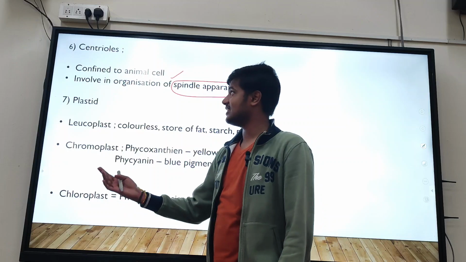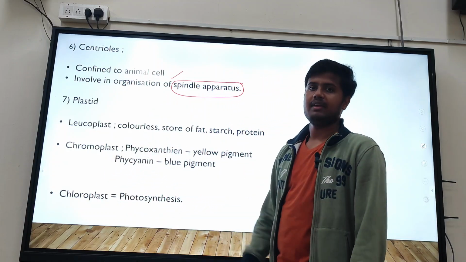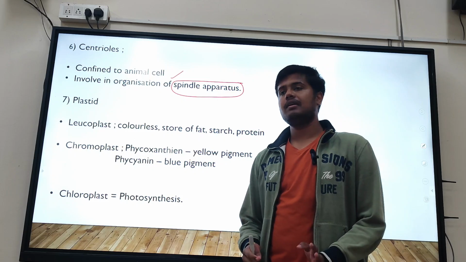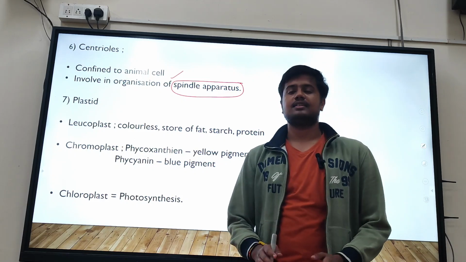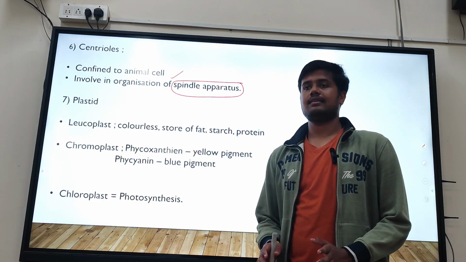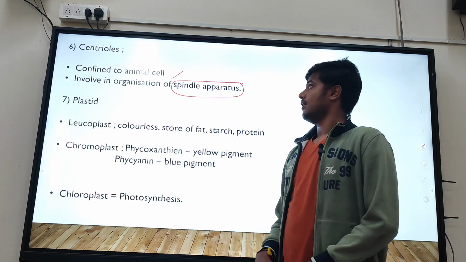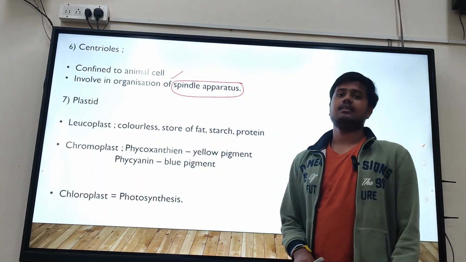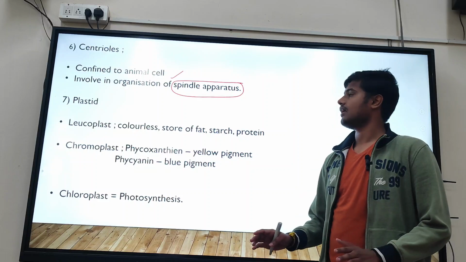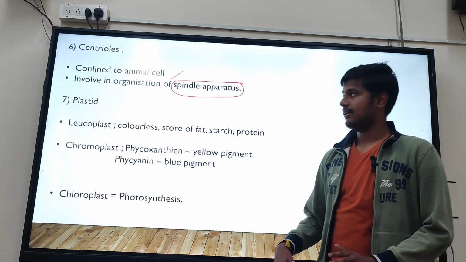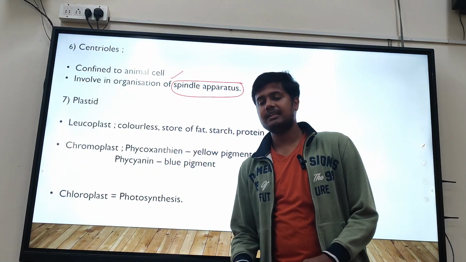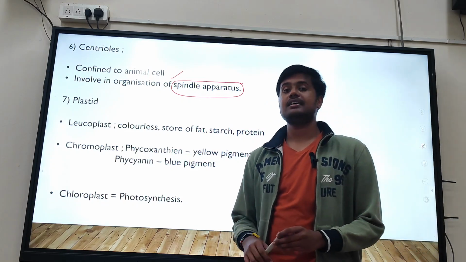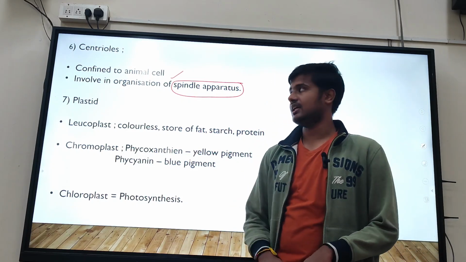And coming to the next cell organelle, the centriole. As you know, it is confined to only animal cells. This is the distinctive character of animal cells, and it is absent in plant cells. It is involved in the organization of the spindle apparatus, and therefore it plays a vital role in cell division.